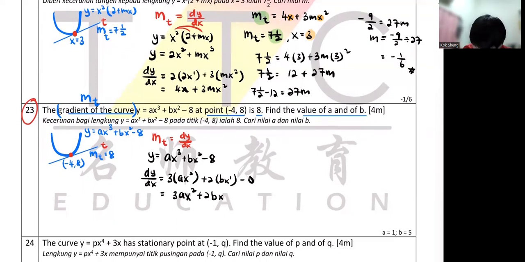So this is your mt. So this part should be okay for you. The dy dx equals to gradient of tangent, the mt. So I think from here, we can continue. mt, right, equals to 3ax squared plus 2bx. Besides that, mt also equals to 8 at the point -4, 8, right? Yeah, we just sub in everything again.